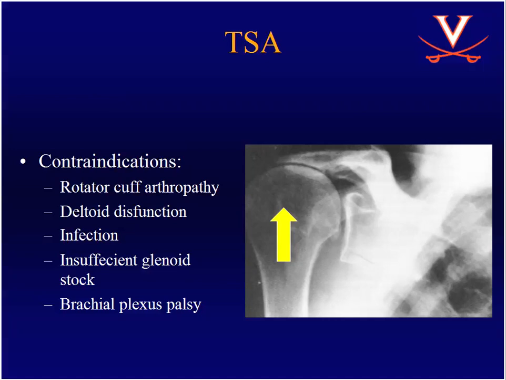You also cannot do a total shoulder in patients with deltoid dysfunction, infection like any other joint, insufficient glenoid stock because you can't put the component in there, brachial plexus palsy. They won't work in those settings.